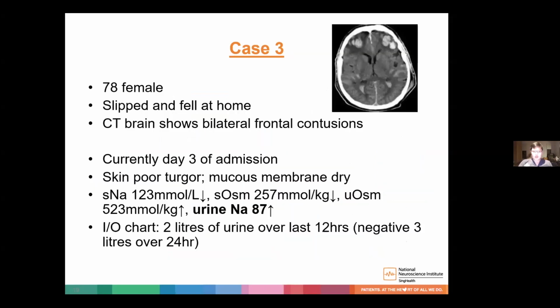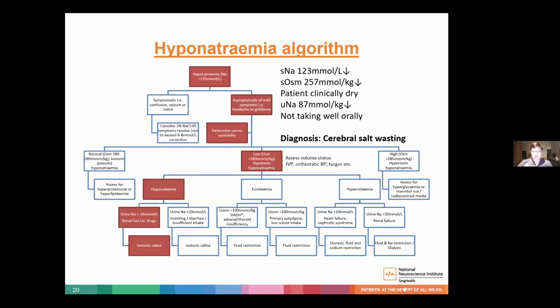Case number 3, again, a similar history. In this case, the patient is also dry, with poor skin turgor and dry mucous membrane. Her serum sodium is also low, and her serum osmolality is low, which is hypotonic hyponatremia. Urine osmolality is high, and the urine sodium in this case is much higher than case number 2. If you look at her intake output charts, she has passed over 2 liters of urine over the last 12 hours, and she's negative 3 liters over the last 24 hours. So this is a case of cerebral salt wasting because it's a hypotonic hyponatremia.